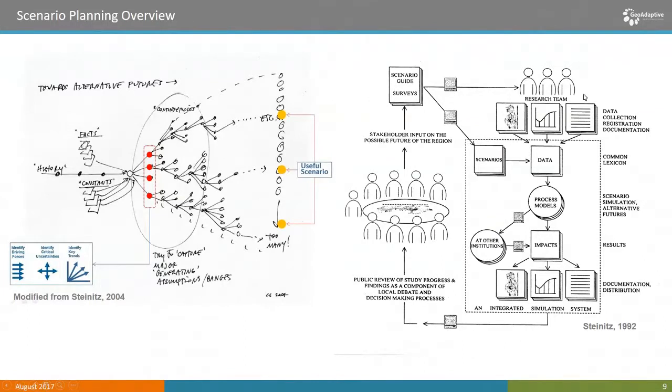Also, just looking at the overall process for developing scenarios, there's typically a group of stakeholders that are solicited for input. We have a research team that's compiling all the necessary data and also conducting the analysis based on the scenario architecture that gets developed by the stakeholders. We have a series of different process models, and then we have impact evaluation models that help to determine how each scenario will affect the landscape and some of the key variables that are of concern to the stakeholders.